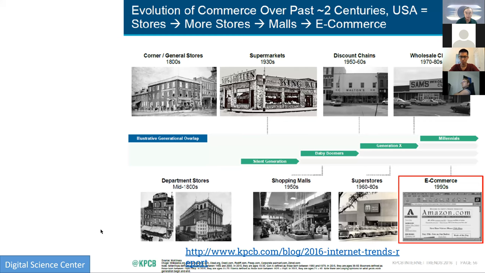Here is a little picture of finding out that things always do change. Here is the change of commerce from general stores up through various manifestations to e-commerce.